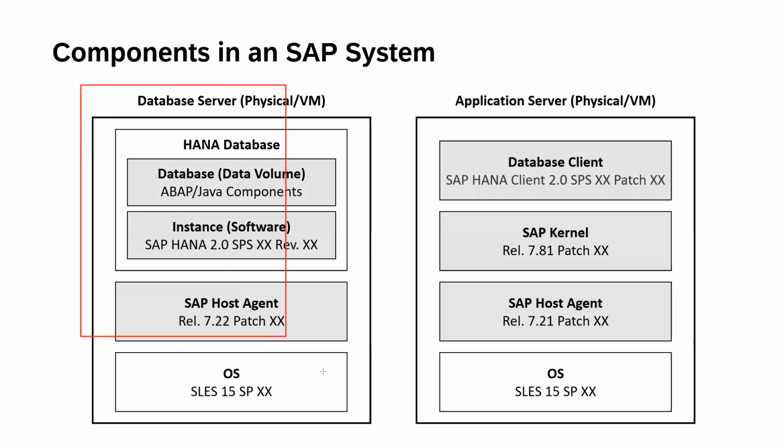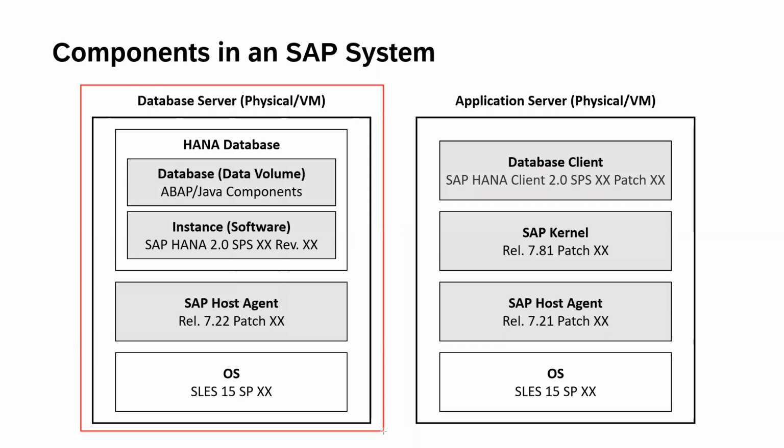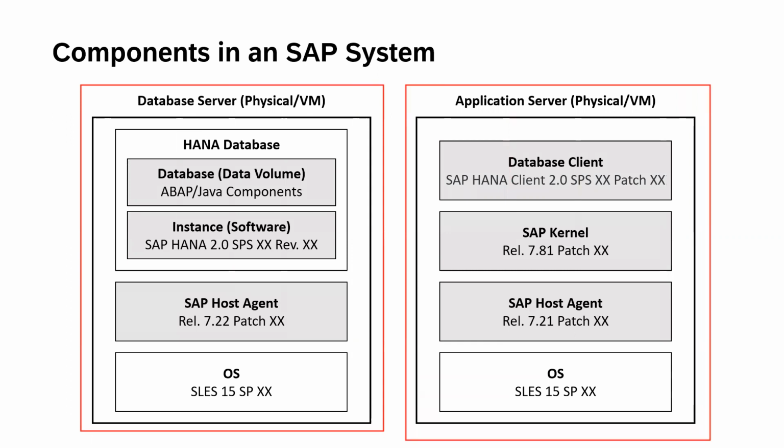This part is your database server. Since we have done a distributed installation, I'm taking a separate example of the database server and the application server. So this is your database server, and the one on the right hand side is your application server. Now, what are the components on your database server, and what are the components on your application server? Now let us go from the bottom.